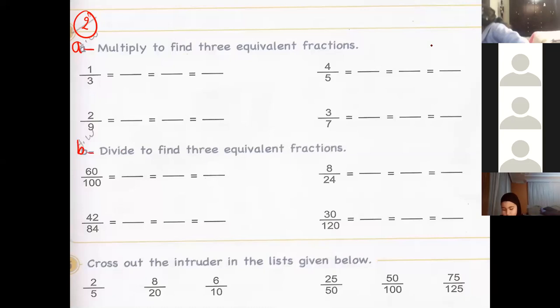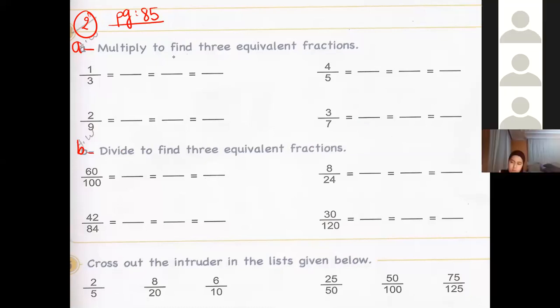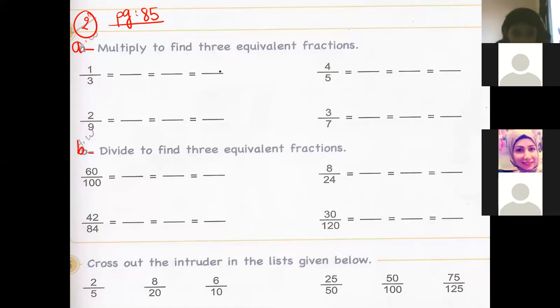Page 85. Are you ready? Yes. Karen Wazni. Yes, teacher. Yalla ya Karen. Multiply to find three equivalent fractions. 4/5. Multiply to find a fraction equivalent to 4/5. Choose a number, ya Karen. For 4/5, we have to multiply up and down by the same number.